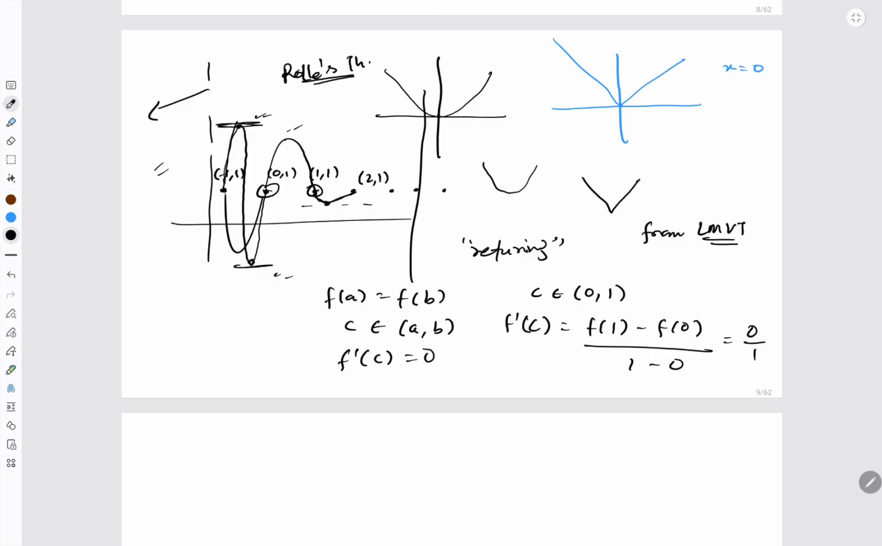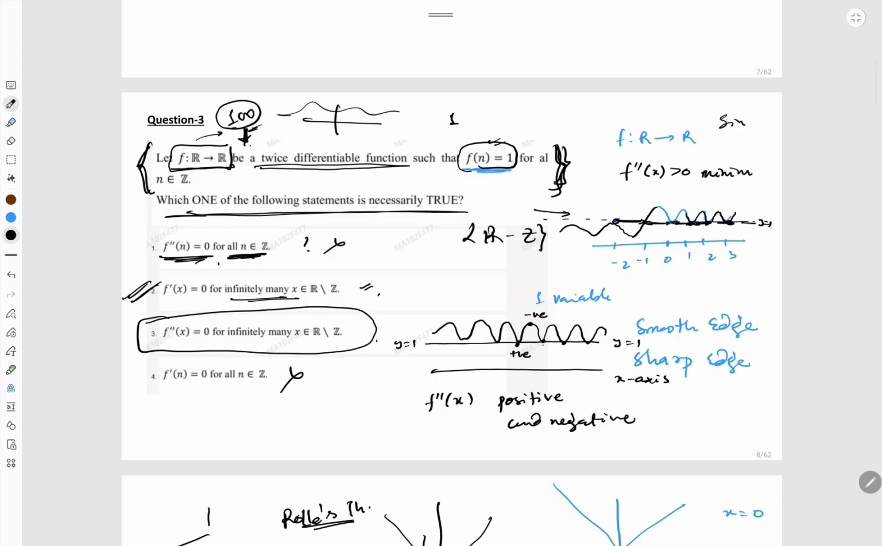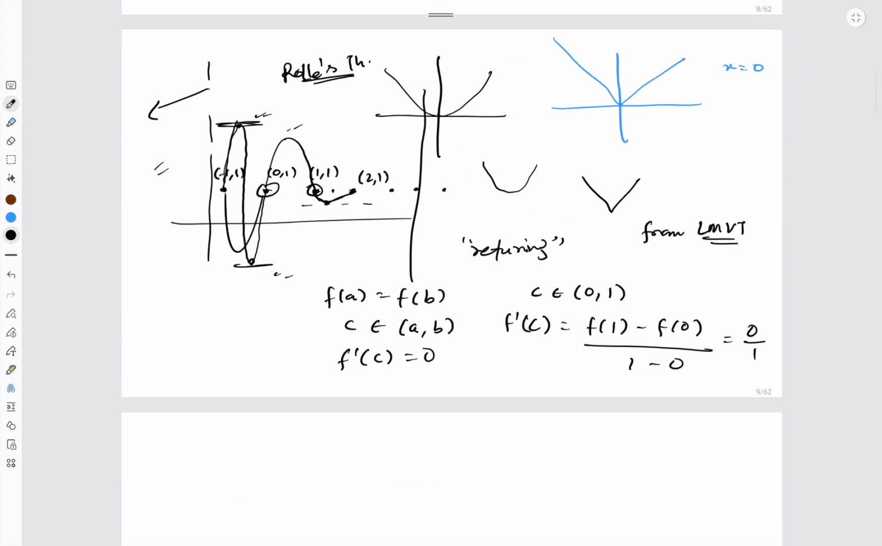So LMVT or Rolle's theorem basically is saying that for any given 2 points, you will find an intermediate point where the slope will be 0. So this option will be correct. So f dash of x is 0 for infinitely many x, because for each of these pairs you will find a point that is not necessarily the middle point, but any point in between. So there are infinite points, right? So question 3's correct option is option 2.